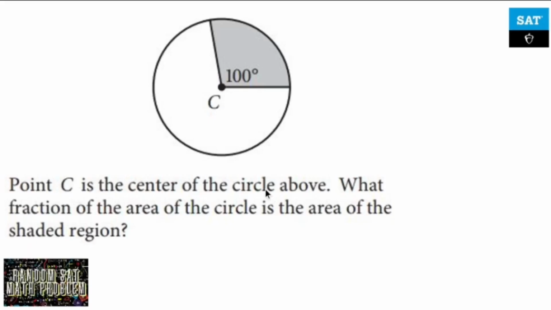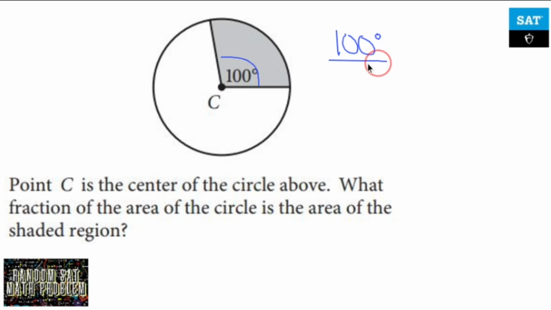Point C is the center of the circle above. What fraction of the area of the circle is the area of the shaded region? Well, this gives me an angle of 100 degrees. I know this whole thing is going to be 360 degrees.